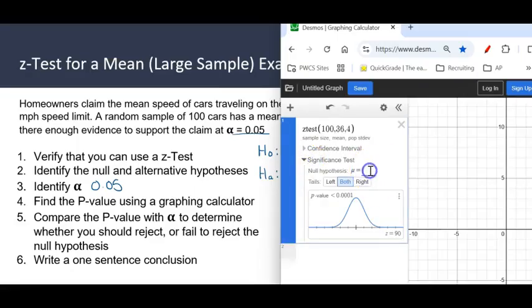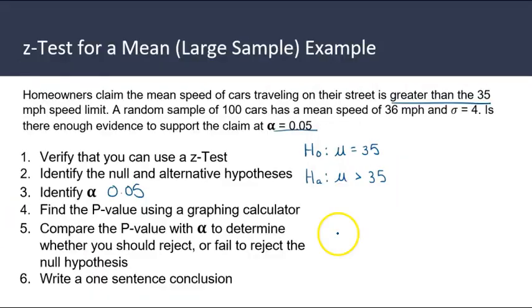Now we have to put in our null hypothesis. So our null was that the mean is equal to 35. Our alternative is that the mean is greater than, so that means we're going to choose the right tail. So we get a p-value of 0.006. All right, so p is 0.006, which is less than alpha, which is 0.05.